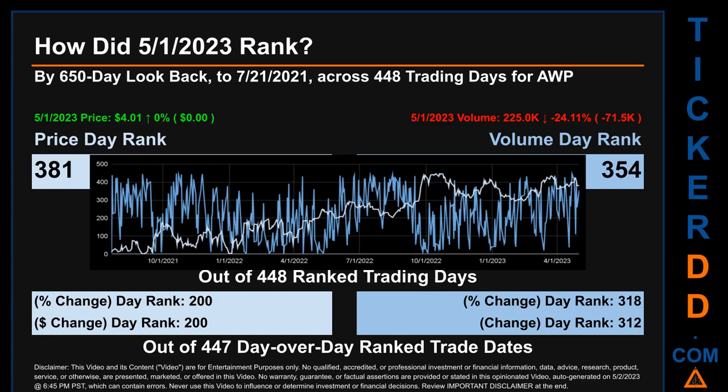The price's day-over-day percentage change, jumping 0% on the 1st of May 2023, had a day rank of 200 while its dollar difference of $0 had a rank of 200 when compared day over day across 447 trading days. Volume's percentage change and difference were ranked respectively at 318 and 312.